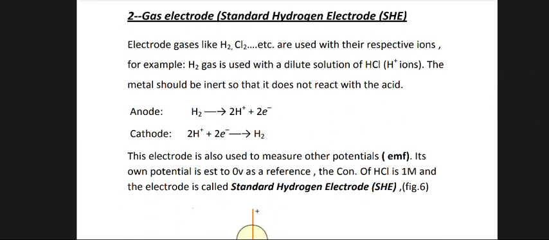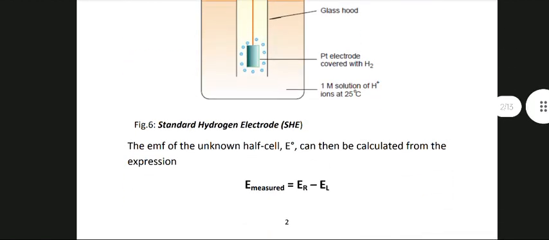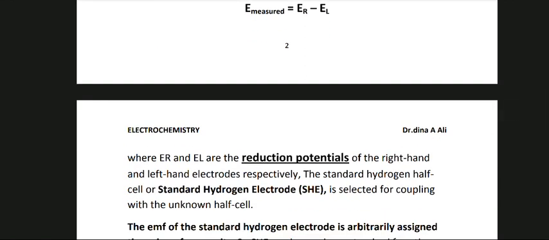This electrode is also used to measure other potentials, EMF. Its own potential is estimated to be 0 volts as reference. The concentration of HCl is 1 molar and the electrode is called the standard hydrogen electrode, SHE. The EMF of an unknown half cell E0 can then be calculated from the expression E = ER - EL, where ER and EL are the reduction potentials of the right hand and left hand electrodes respectively.